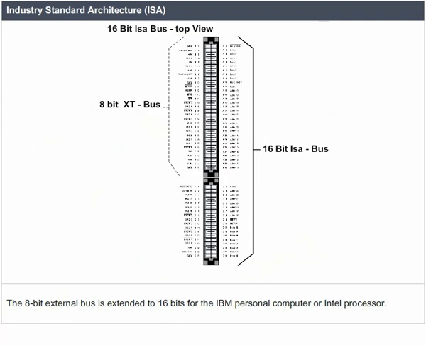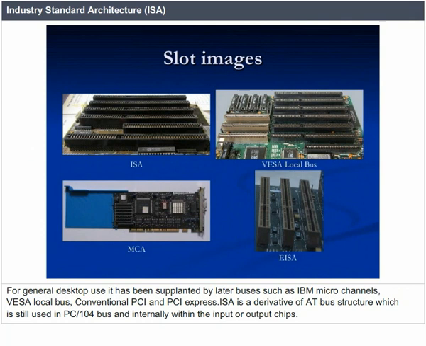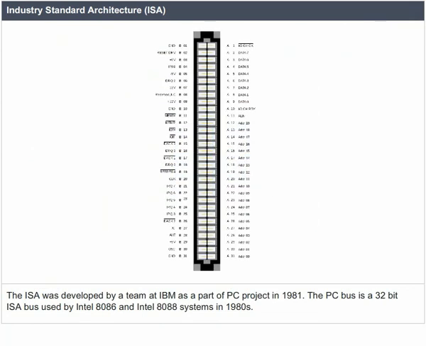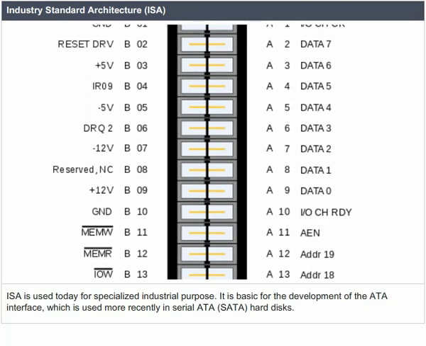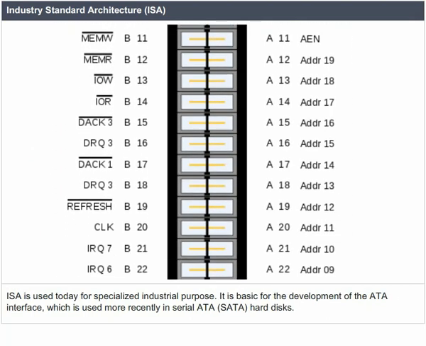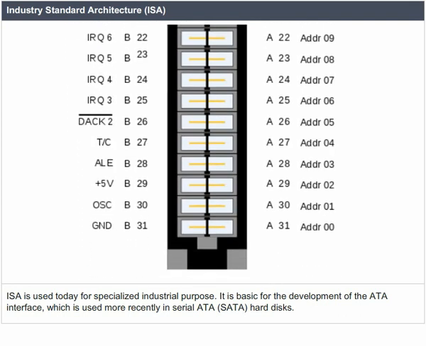The 8-bit external bus is extended to 16 bits for the IBM personal computer or Intel processor. For general desktop use, it has been supplanted by later buses such as IBM Microchannel, VESA Local Bus, conventional PCI, and PCI Express. ISA is a derivative of the AT bus structure, which is still used in the PC/104 bus and internally within the input or output chips.